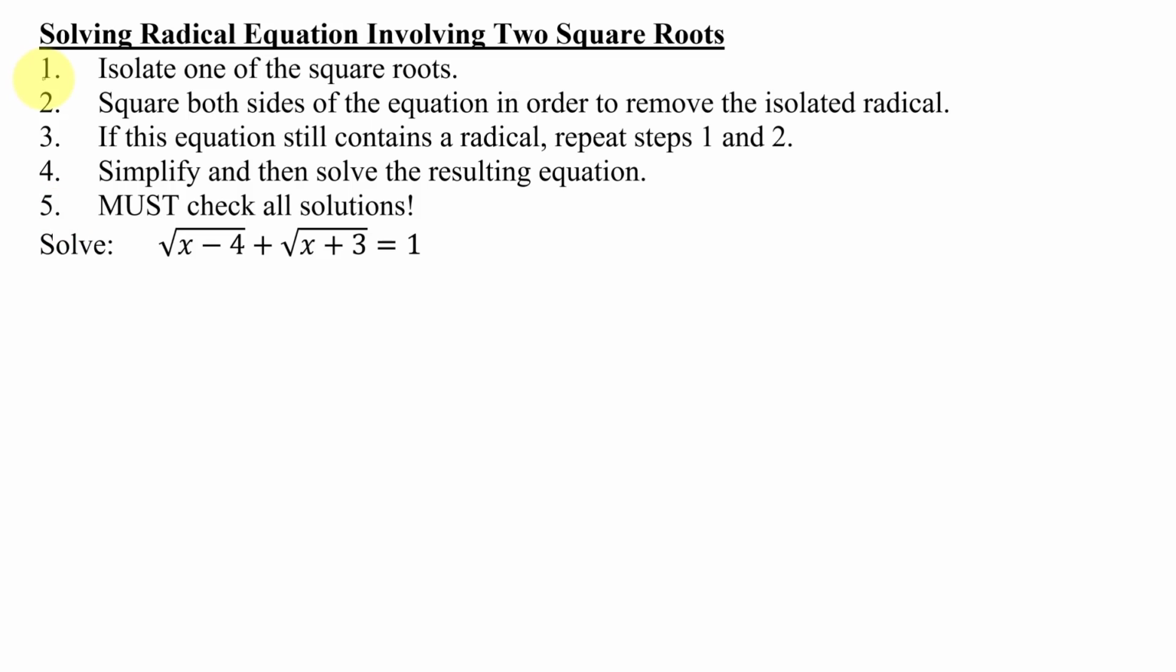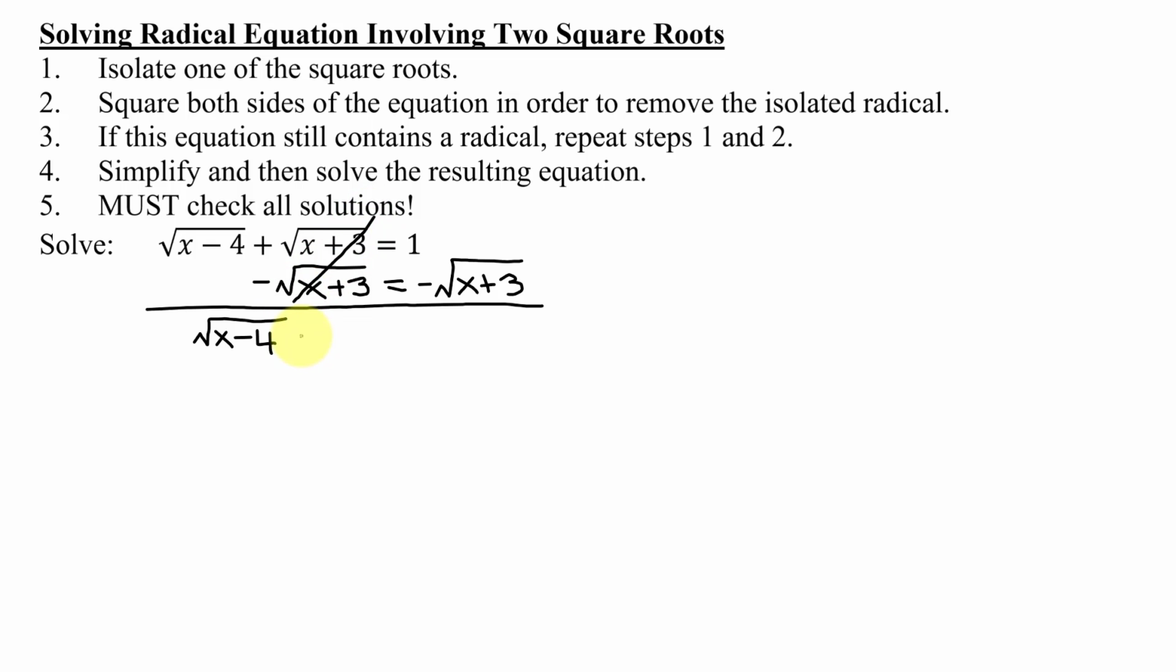Step 1 says to isolate one of the square roots. It doesn't matter which one. So in my equation, I'm going to isolate the first square root, which means I'm just going to subtract the square root of x plus 3 from both sides of the equation. So I'm going to get the square root of x minus 4 equals 1 minus the square root of x plus 3. So I've done step 1.